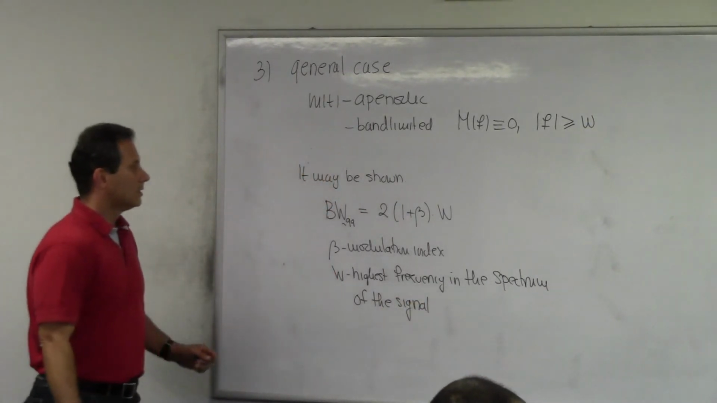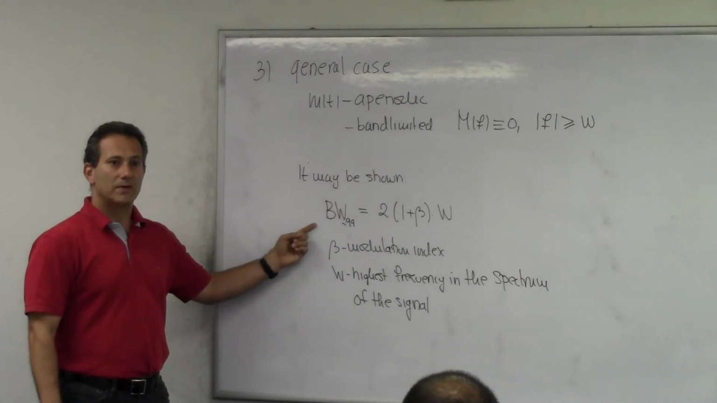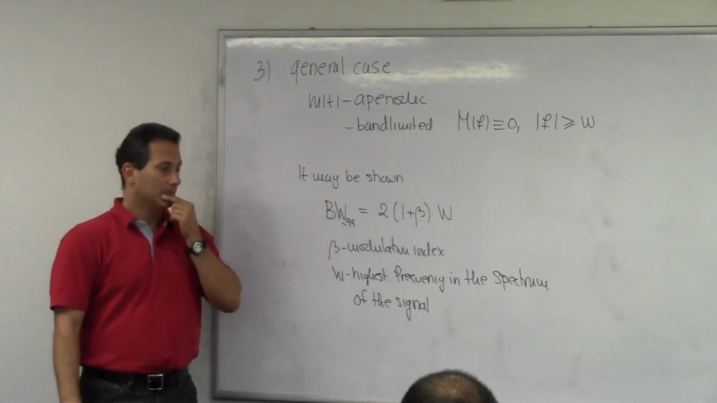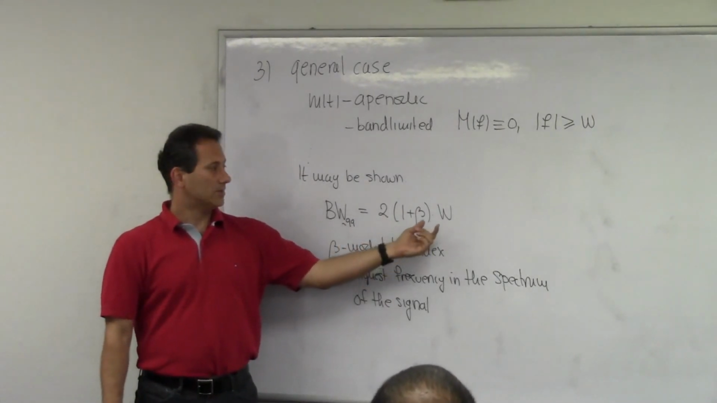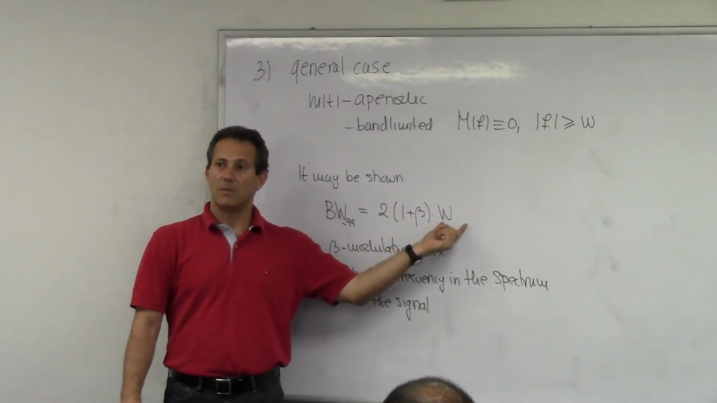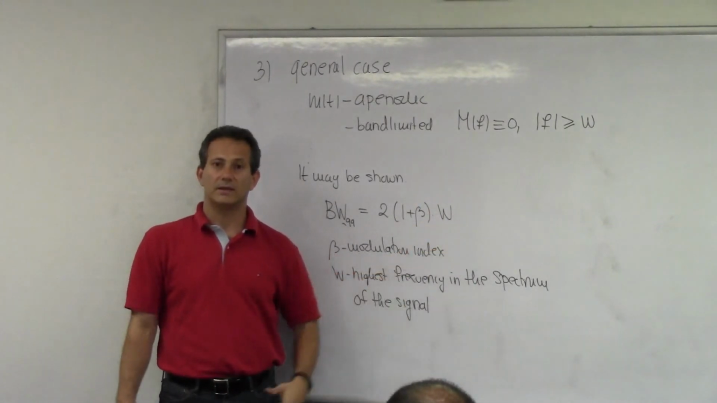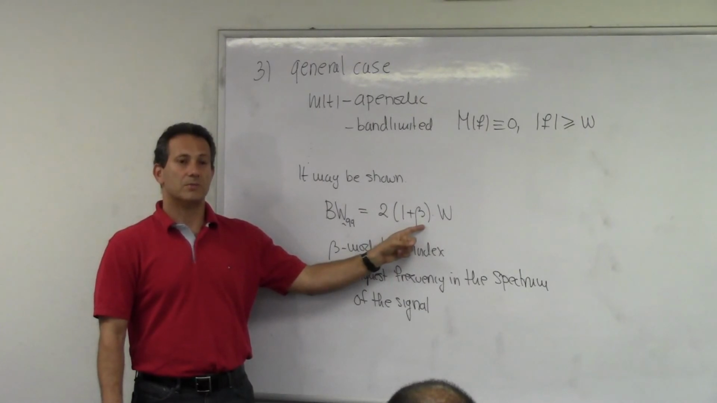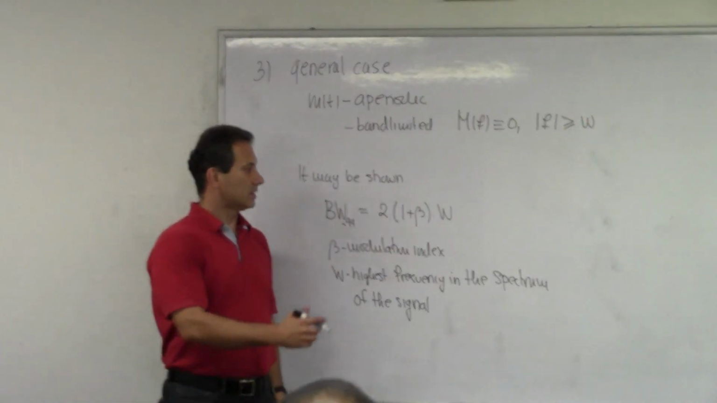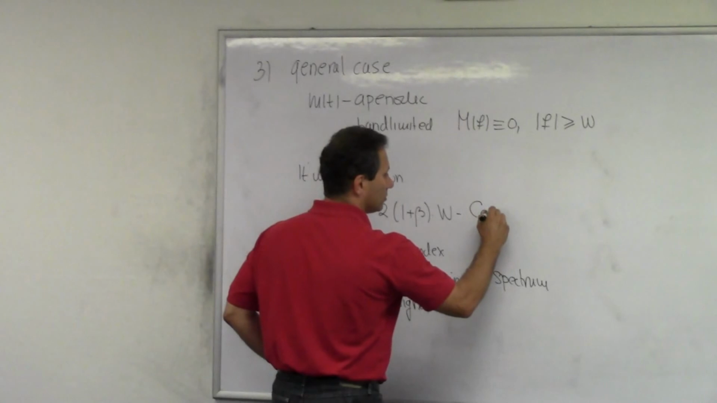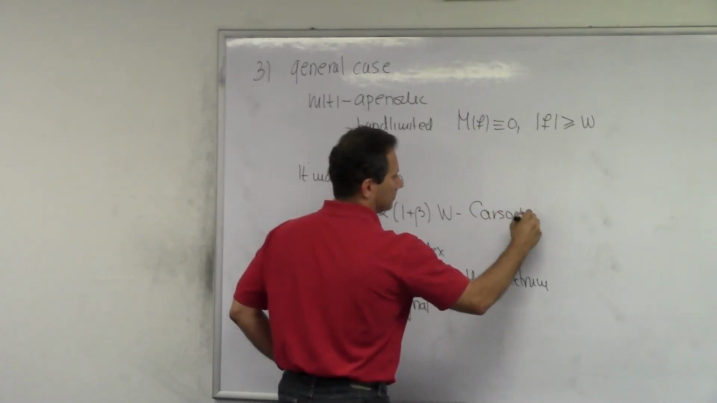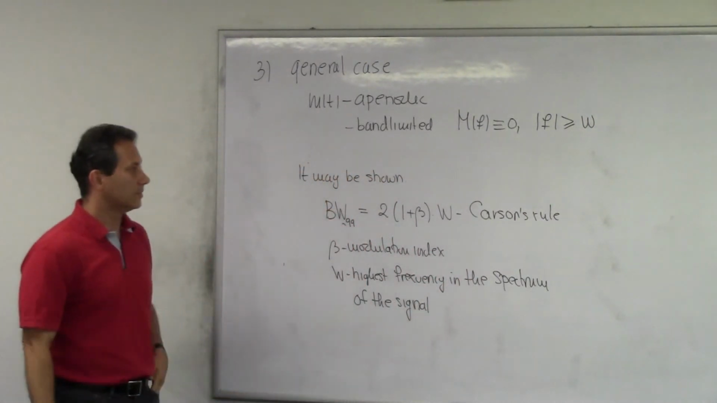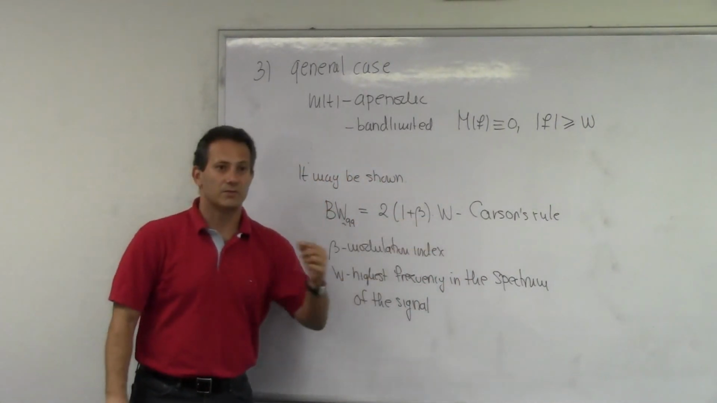Okay? So how do I get the bandwidth of the FM modulated signal? It is 2 times 1 plus beta times W. Now it depends on 2 things. It depends on W, how wide the signal is at the baseband, but it also depends on beta, which is the modulation index. This expression is known as Carson's rule, that's the most common name, in honor of the person who derived this formula.